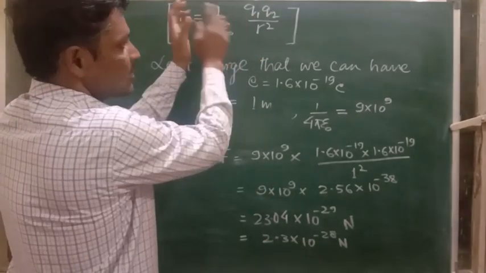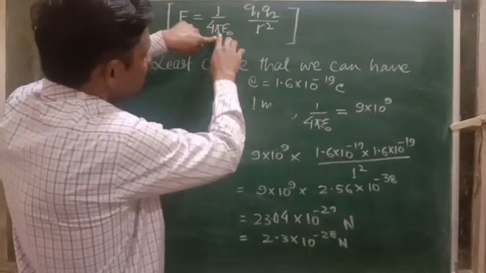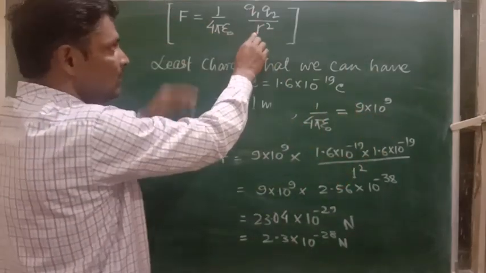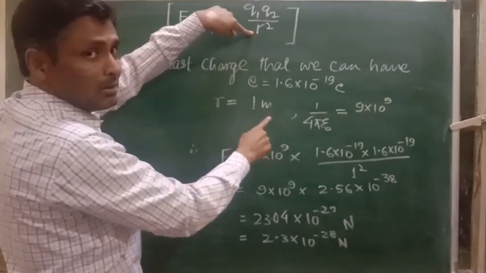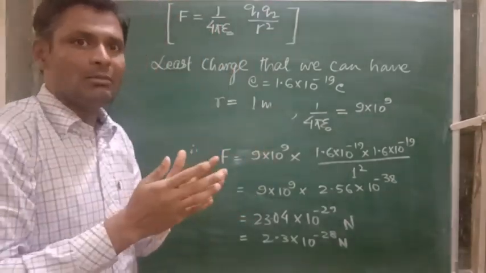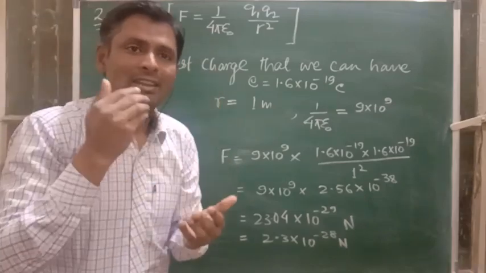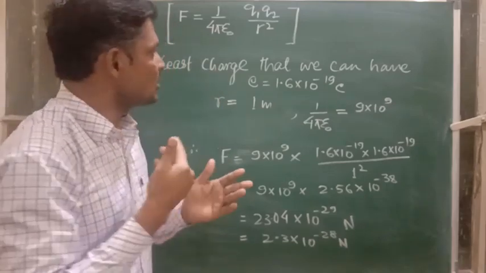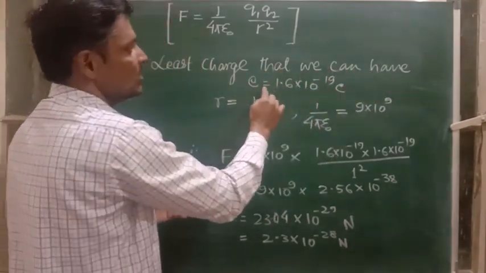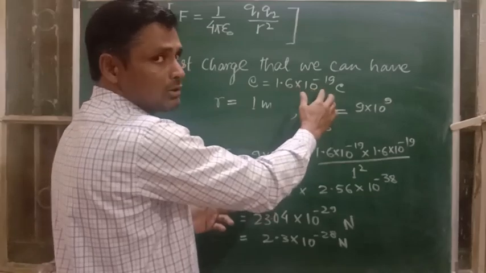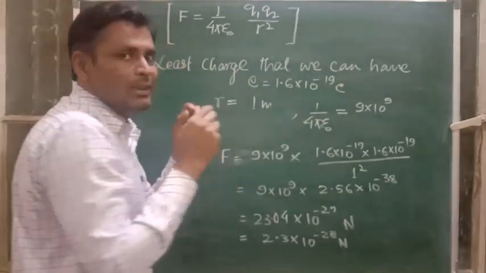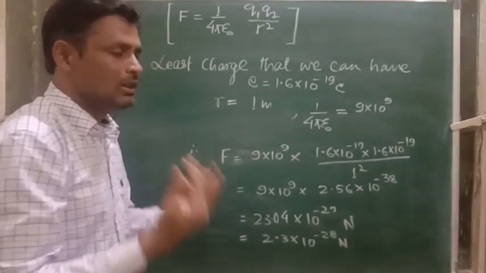This is a constant, and we know that its value for air is 9 into 10 to the power 9. r is already fixed, it is 1 meter. Now the problem is: what is the minimum charge that we can have in free state? The minimum, the least charge that we can have, is e equal to 1.6 into 10 to the power minus 19 coulomb. Only by finding this fact will you be able to find the minimum force between two charges.